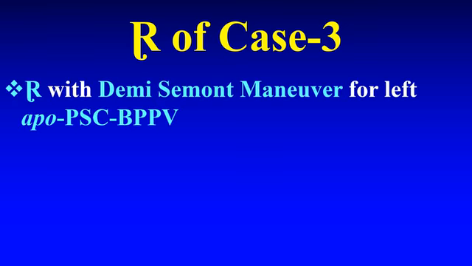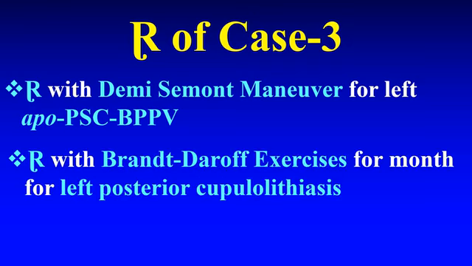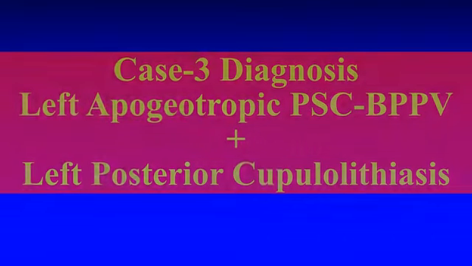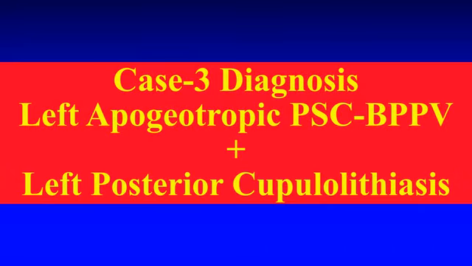Treatment of this case: she was treated with Demi-Hammond maneuver for the left apogeotropic posterior semicircular canal BPPV. Next day, her oculomotor patterns only revealed the nystagmus of left posterior semicircular canal cupulolithiasis, which we tried to manage by the mastoid oscillation, but that didn't work, and we advised Brandt-Daroff exercises for a month for left posterior cupulolithiasis based on the recommendations of the 2022 guidelines. So the case 3 diagnosis is left apogeotropic posterior semicircular canal BPPV and left posterior semicircular cupulolithiasis.